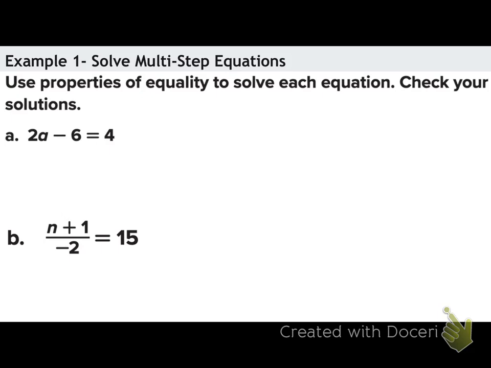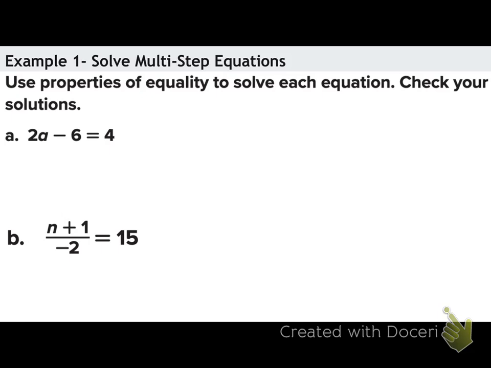Okay, use properties of equality to solve each equation. Check your solutions. So, letter A, we've got 2a minus 6 equals 4. On the previous slide, it told us to kind of do the reverse of the order of operations. So here, we've got 2 times a minus 6 equals 4, correct? Usually what would come first? Multiplication or subtraction? Multiplication. In this case, I'm going to actually do the subtraction part first.